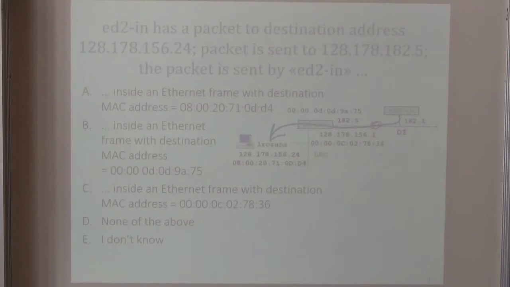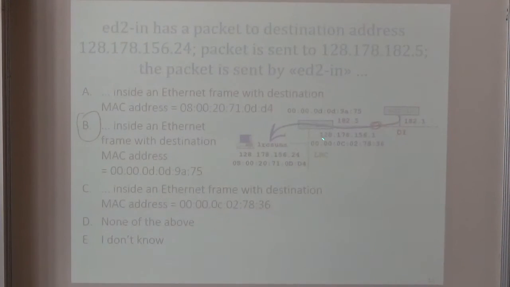I close the poll in 5 seconds. And the correct answer is, of course, B. The packet is sent to the next hop, which is the router here. And this guy needs to find what is the MAC address of this router, which is this one, 9A75, which is this one here.